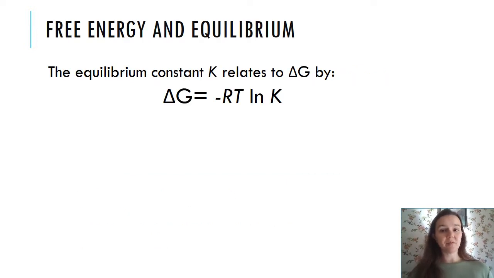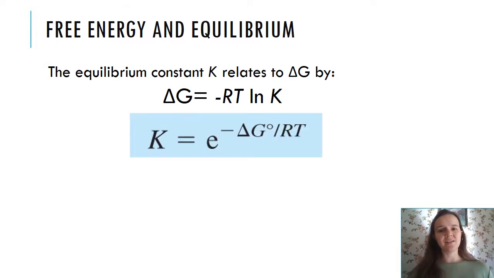With respect to the equilibrium constant, because I just talked about favored in the forward direction, the equilibrium constant K is related to delta G by this equation. So delta G equals negative RT natural log of K. And you can rearrange that to isolate K on its own by undoing the natural log, taking e to the minus that power, right?